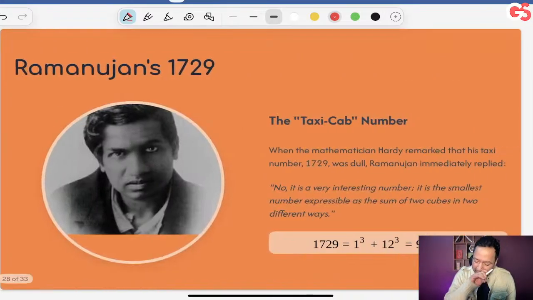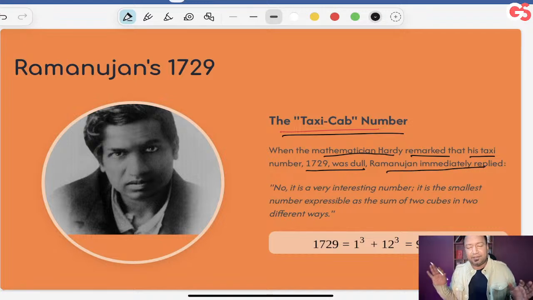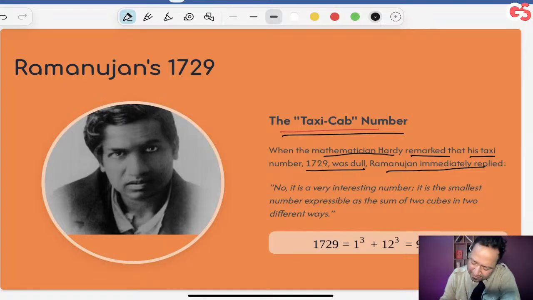Okay. Ramanujan's 1729, the taxi cab number. You must have heard this story, I think. When the mathematician G.H. Hardy remarked that his taxi number 1729 was dull, Ramanujan immediately replied. G.H. Hardy and Ramanujan were great friends. They were traveling, and Hardy was like, 1729, such a dull number. I don't like this number. It has got no properties. That's what he said. So, this is how mathematicians talk. And Ramanujan said, no, it's a very interesting number.